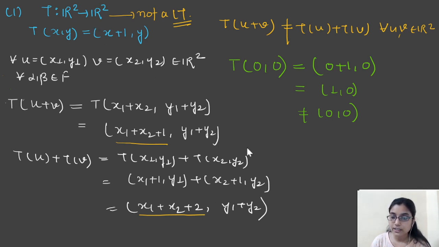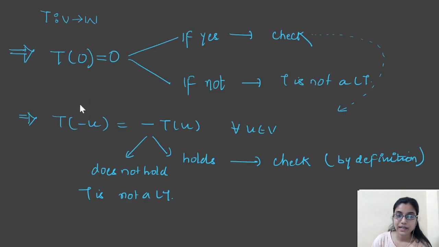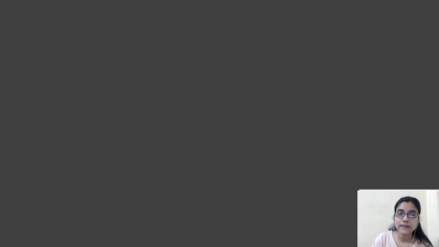Instead of solving all this, in the exam you can just do this kind of simple thing to check whether this is an LT or not. So that's what I have explained in this point: if T of 0 equals 0 does not hold, then T is not an LT. Now I'll give you one more example on this so that you can clearly understand.